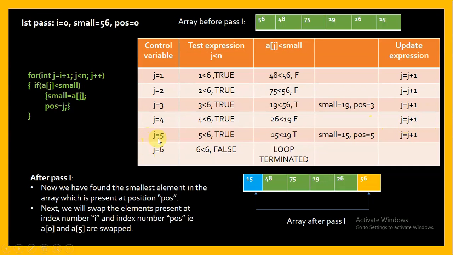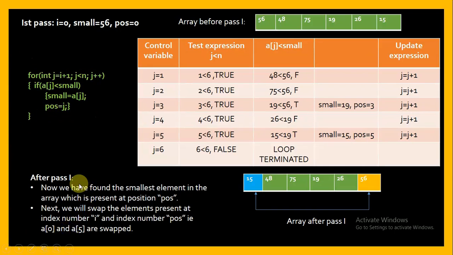j will be incremented and it will become 5. 5 is again less than 6. The condition is true, so again we come to this if statement. A[j] less than small. What is A[j] here? A[j] is 15. So 15 is less than 19. The condition is true. As soon as the condition becomes true, we store the value of this element in the variable small. So you can see small is 15 now and pos is 5. Now j is again incremented. j will become 6, but 6 is not less than 6. So the loop will be terminated because the condition is false. So the inner loop will be terminated.